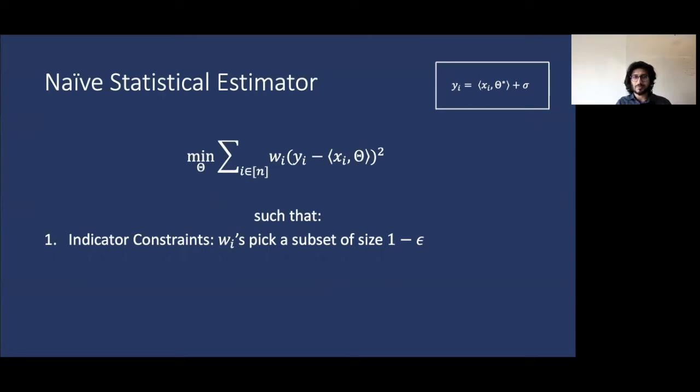For any such subset, we can look at the least squares objective on the corresponding subset. And the way we design the estimator could simply be to search over all subsets of size 1 minus epsilon and pick the one that minimizes the least squares objective, and look at the estimator that is given by the least squares objective on this subset. Okay, so this is a brute force algorithm, since it searches over all the subsets of size 1 minus epsilon and picks the one that minimizes the objective.